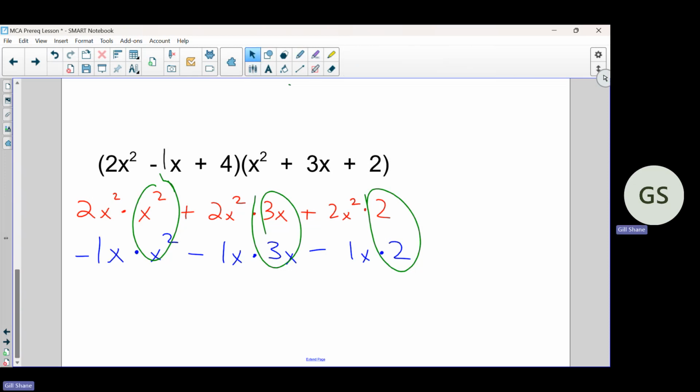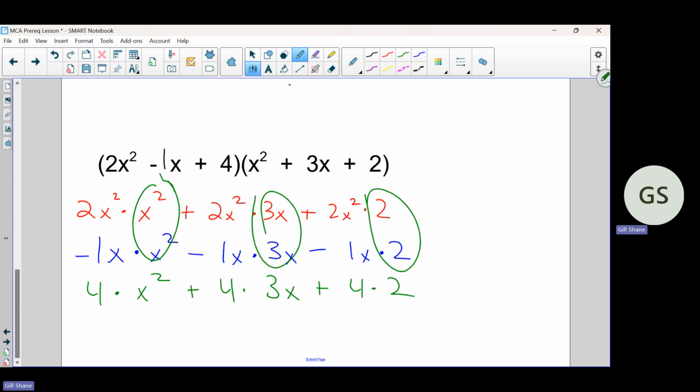So when I do the next one, which I'll do in green, now I'm on to the 4. 4 times x squared. And then again, this is positive, that's positive, so plus 4 times 3x. I'm just repeating those same numbers again. Plus 4 times 2. So again, I'm repeating the same terms when I do that third line.